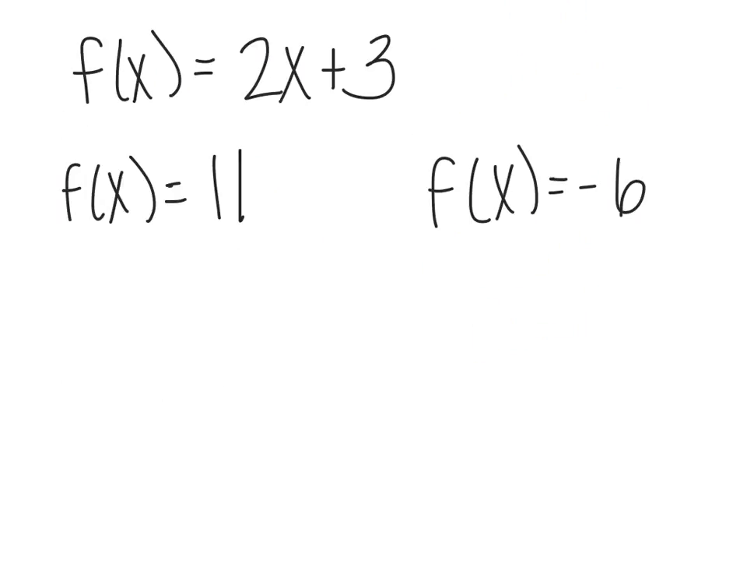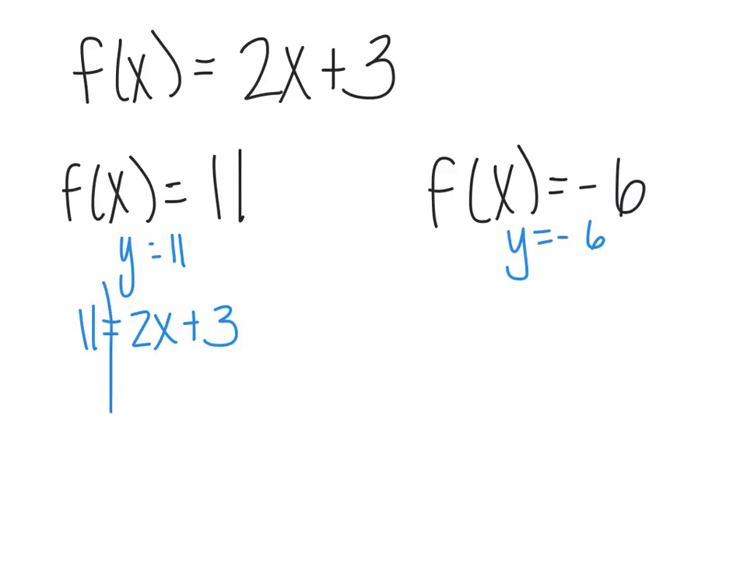For both of these, f of x equals 2x plus 3. They're telling me f of x equals 11 and f of x equals negative 6. So remember, they're just telling me that y equals 11 and y equals negative 6. So we're going to have to solve this. We're going to have to do a little bit more work with this one. So we're going to say that 11 equals 2x plus 3. I'm going to have to solve this.